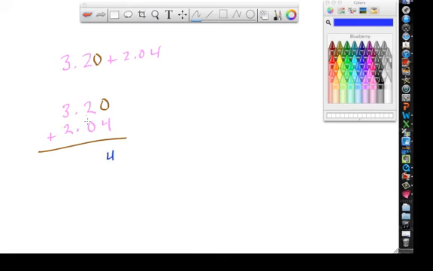0 plus 4, 2 plus 0. Carry your decimals straight down and keep everything lined up. 6.24 should be your answer. The same kind of thing happens with subtraction.